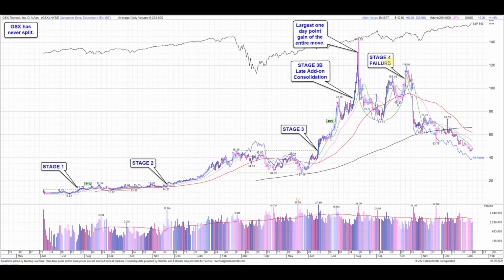It attempts to build another base here, but you can see it's wide, it's deep, and it ultimately fails, gaps down, and falls apart. So on to our next example.